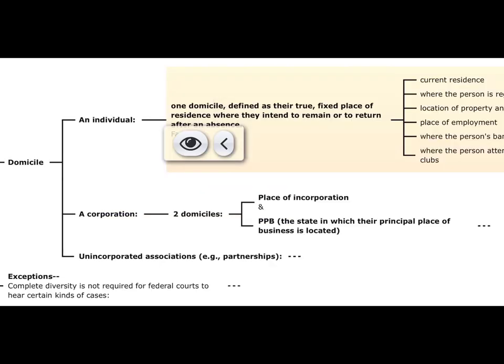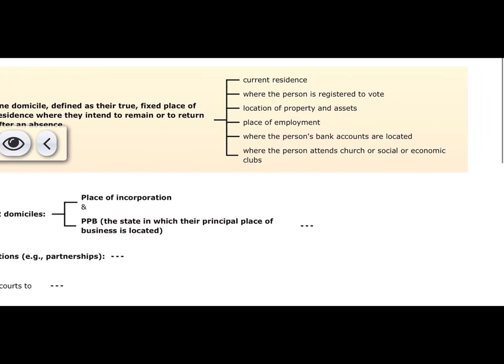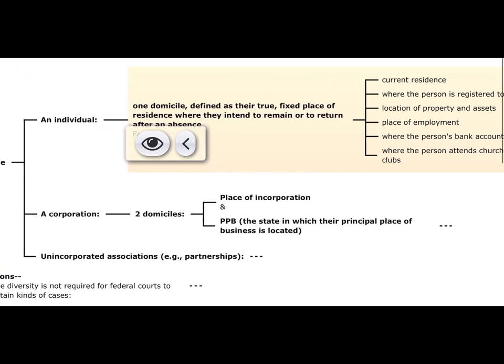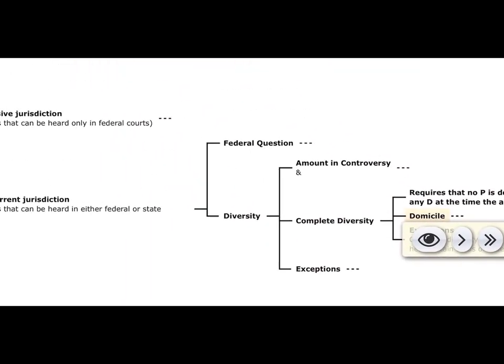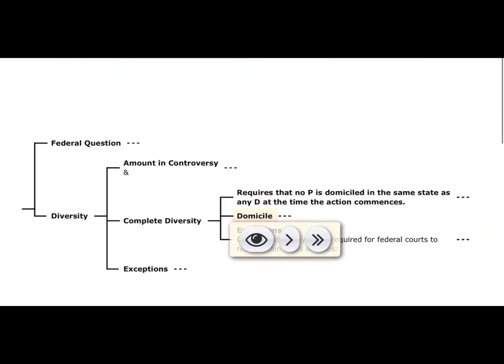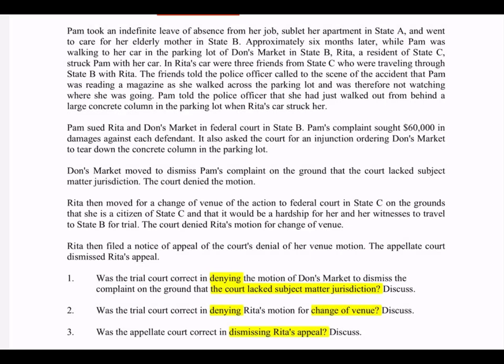Okay, so assume we have an individual here. How do we decide where the domicile is? This is frequently tested. Well, we look at things like current residence, where the person is registered to vote, location of property and assets, and things like where the car is registered. Any facts they give us that let us decide whether this person intends to remain or likely is there temporarily. That, I think, is the crux of what I need to know about subject matter jurisdiction.